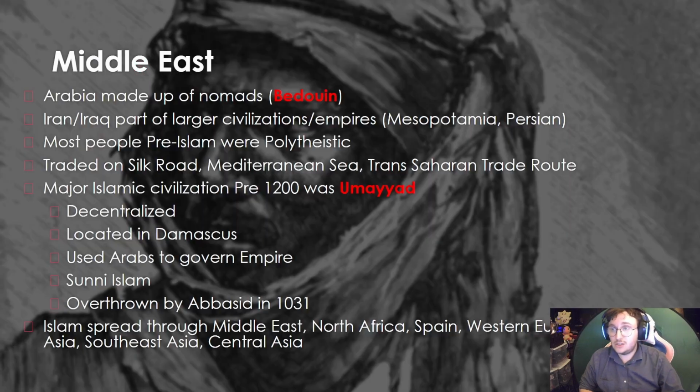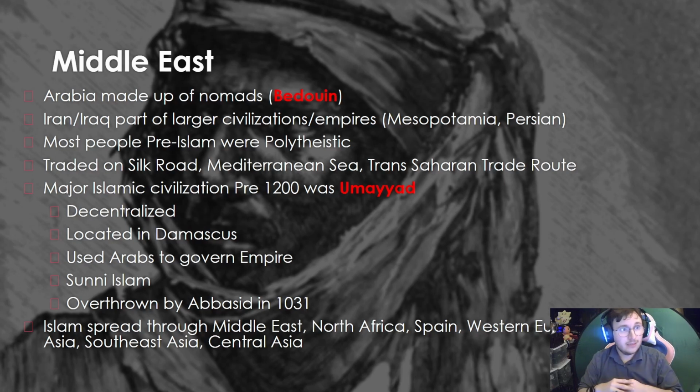So Arabia, or the Middle East, was made up of nomads called Bedouin, and Iraq and Iran were part of larger civilizations and empires in Mesopotamia and Persia. Most people pre-Islam are going to be polytheistic, so these Bedouin nomadic tribes and people of Mesopotamia and Persia are going to be polytheistic. They're going to trade because they're kind of centrally located. They're going to trade on the Silk Road, in the Mediterranean, and on the Trans-Saharan trade route.